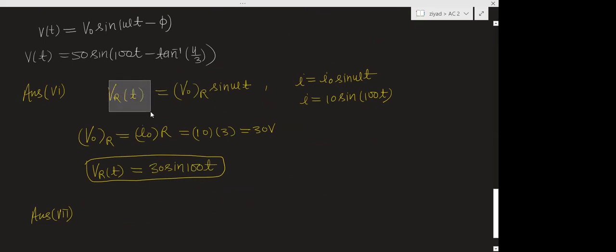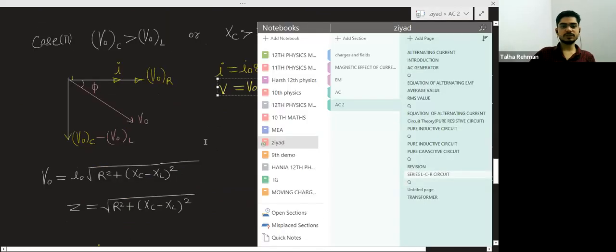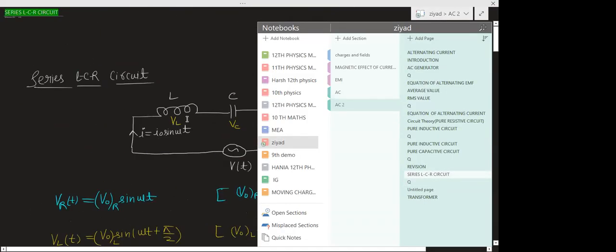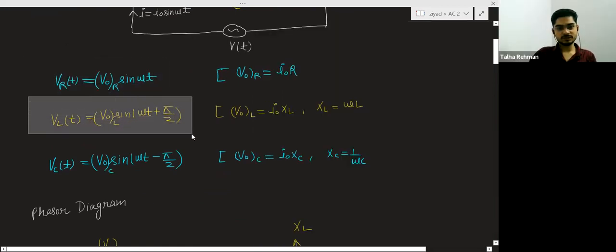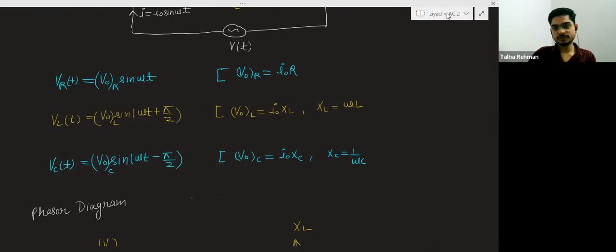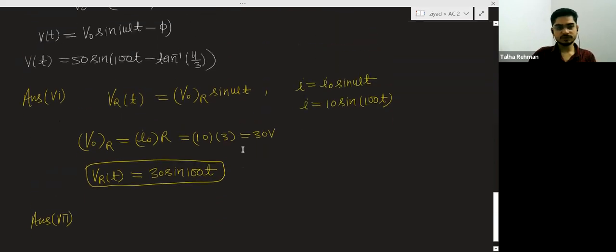In the beginning, I have written all the equations. You can see here, the voltage across the resistance, this and this, so that there should be no confusion. One or two times when you revise, no problem. You can do it.